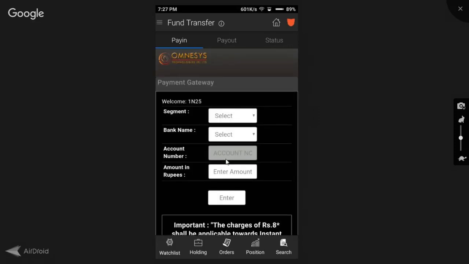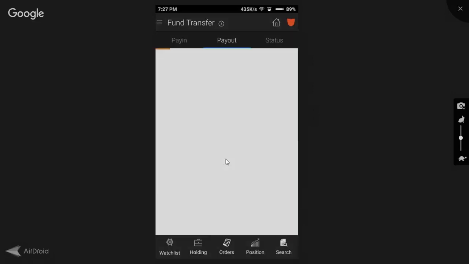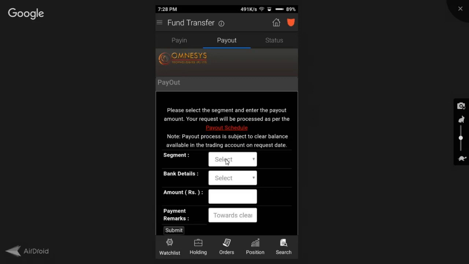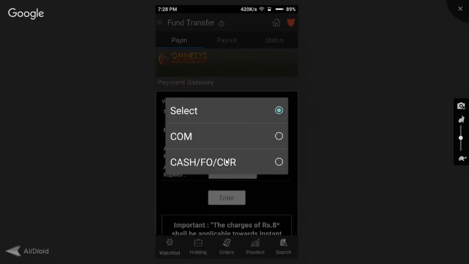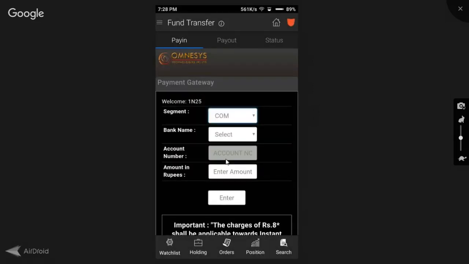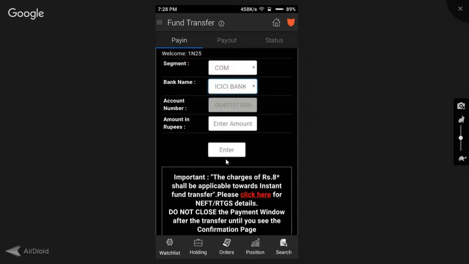Okay, over here, pay in means when you want to transfer funds from your savings account to your trading account. Pay out is when you want to remove money from your trading account to your savings account. So all you have to do is choose the segments, which one you want. Okay, and the bank which you have registered with us. Okay, the number will be provided, the amount will be there, and finally enter the value. And most importantly, please remember, if you are doing an instant fund transfer like the one that I've showed you right now, you will be charged 8 rupees plus GST, which becomes 9 rupees 44 paise.